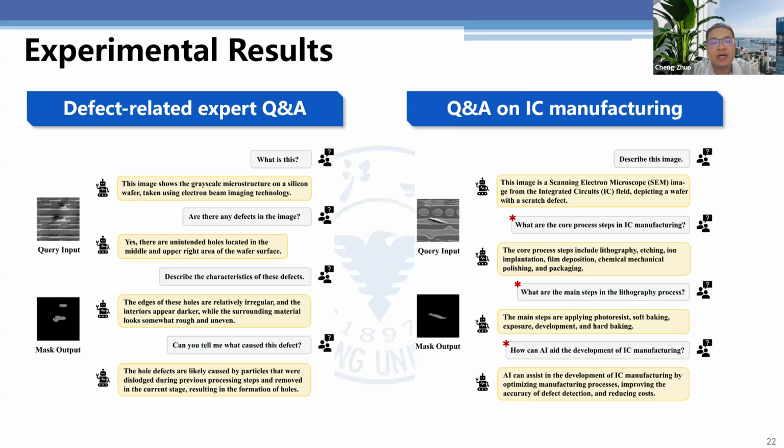Meanwhile, we also have something irrelevant to defect detection but related to IC manufacturing, as you see on the right. Some prior works ensure that the large language model can answer questions from specific domains, but they actually limit the knowledge. So they cannot answer anything else in addition to some particular types of questions. With our FabGPT, we can answer both defect-related questions and IC manufacturing questions. It can even answer something like how can AI aid the development of IC manufacturing, those very generic questions.